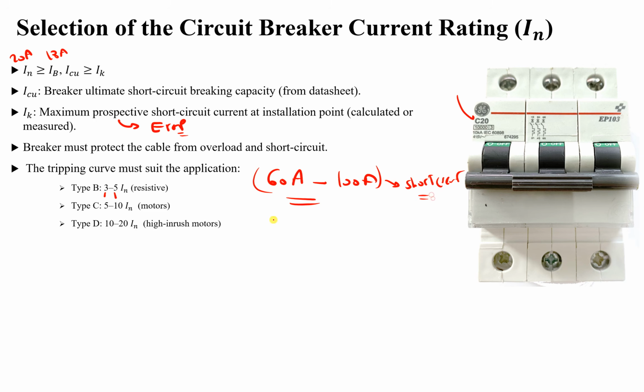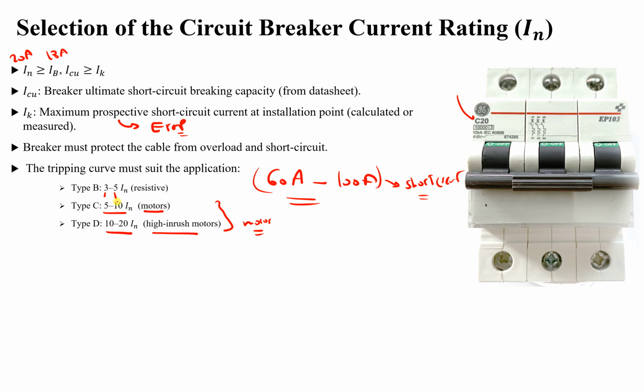Now type C and type D are usually used for motors: small motors, and high inrush or large motors. These have nominal currents in these ranges, 5 to 10 IN, 10 to 20 IN. Why this? Because during starting, the motor has a large inrush current, so we need to delay its operation. That's why we use a large value like this, in order to prevent its tripping during operation.